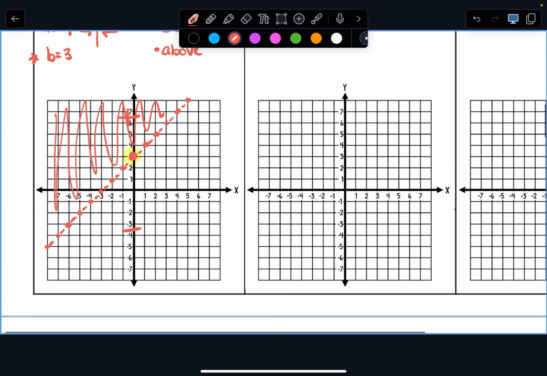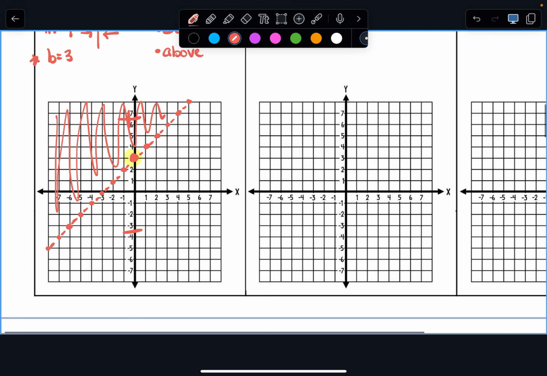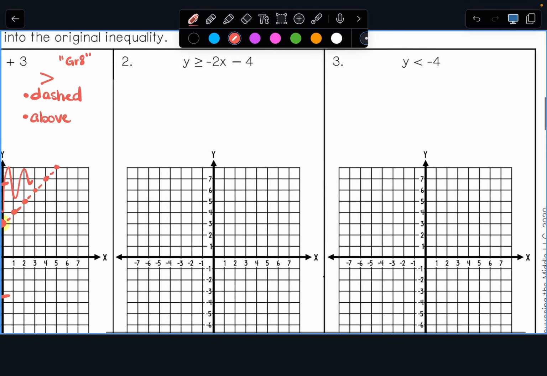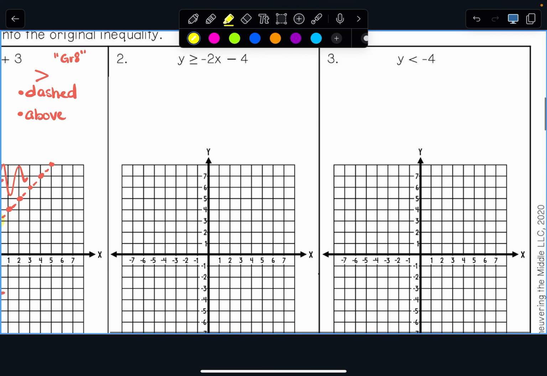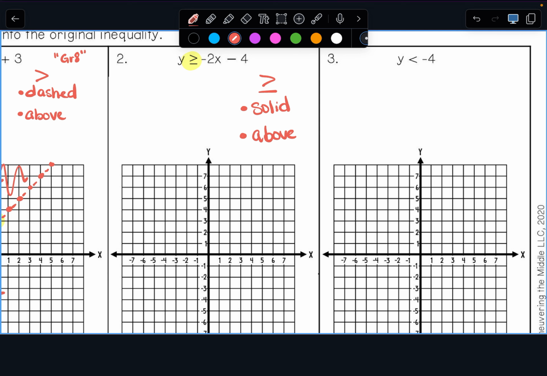Okay. Let's look at the second one. First, look at the inequality. Are we going to have a dashed or solid line? Are we going to shade above or below? Above. This one's also another greater than symbol, okay? Now, to graph the line, we needed the slope, we needed the y-intercept.